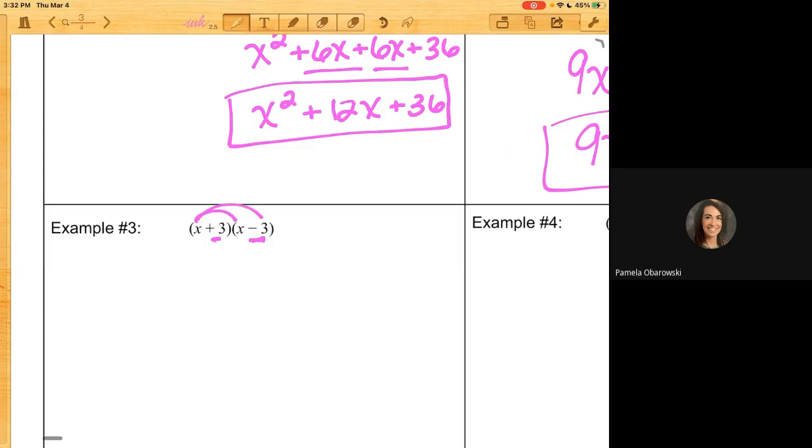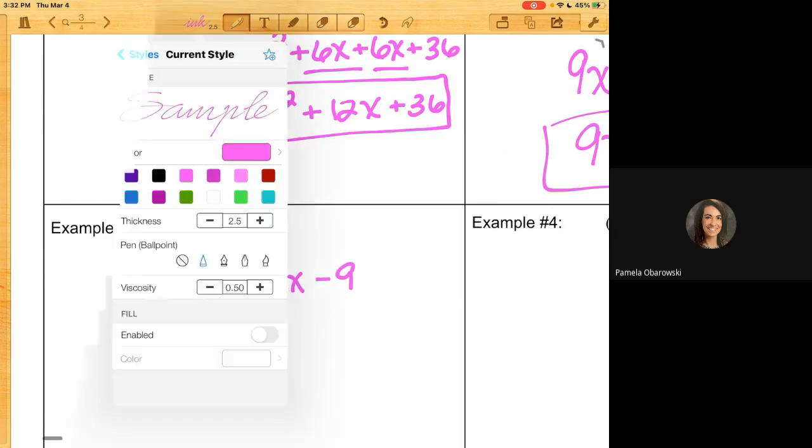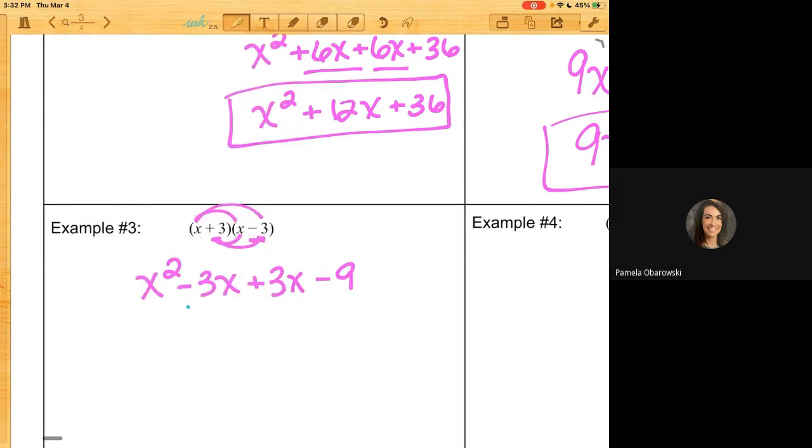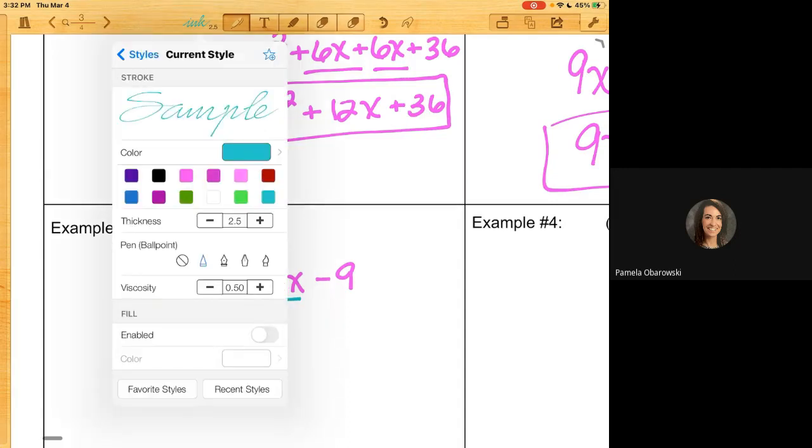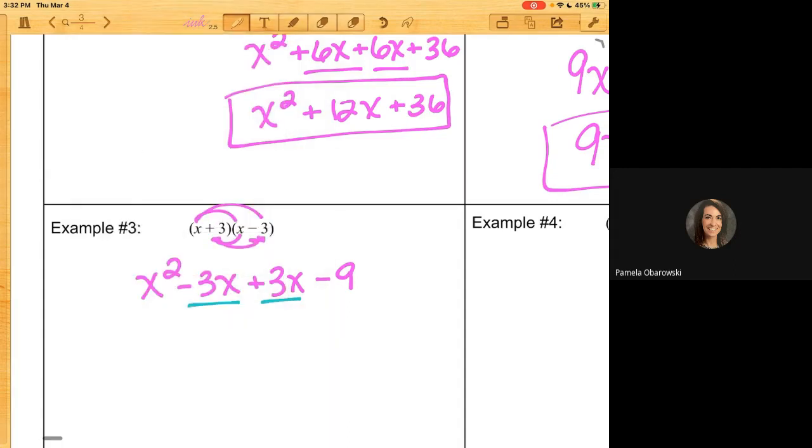So first, outside, inside, last. X times x, x squared. X times negative 3, negative 3x. 3 times x, 3x. 3 times negative 3, negative 9. Now I want you guys to look at something for a second. My like terms will cancel out. So what I'm left with is a quadratic binomial, x squared minus 9.